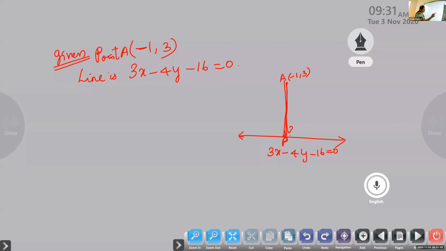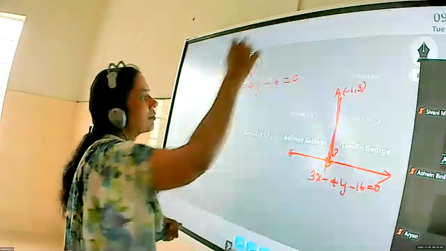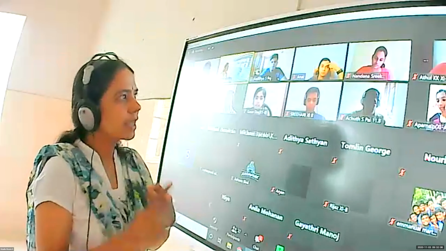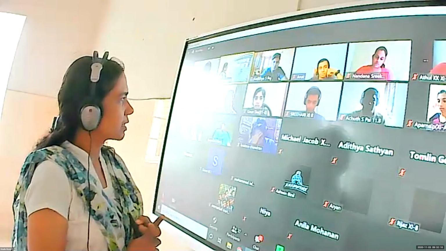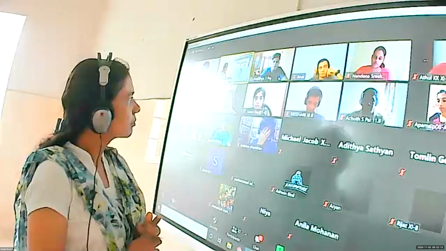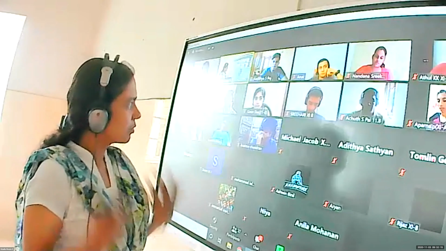Look at this point. When two lines intersect, what will you get? Tell me, children. When two lines intersect, what will you get? What happens? No one is answering. Last year we have learned this. When two lines are intersecting, what do you get? Yes, Gauri, say it louder.